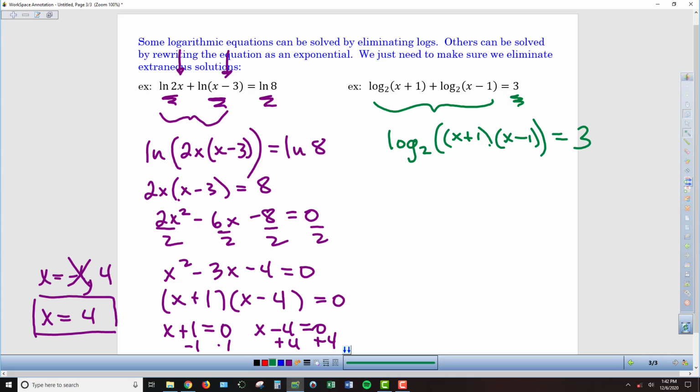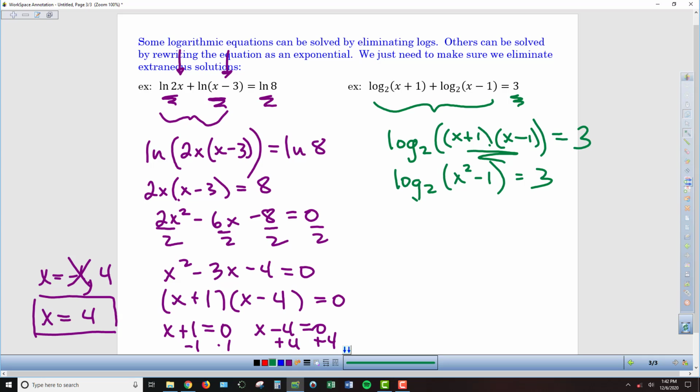Now I can clean up this inside first if I want. I can go ahead and FOIL that out, difference of squares pattern. So we're going to end up with x squared minus 1, and we still have the equals 3 on the other side. Now at this point we're ready to go ahead and rewrite this as an exponential. That's the only way we're going to get the x out from inside of the logarithm. Just like when we have a variable in an exponent, we need logs to solve, here a variable is inside of a logarithm, so we need exponentials to solve.